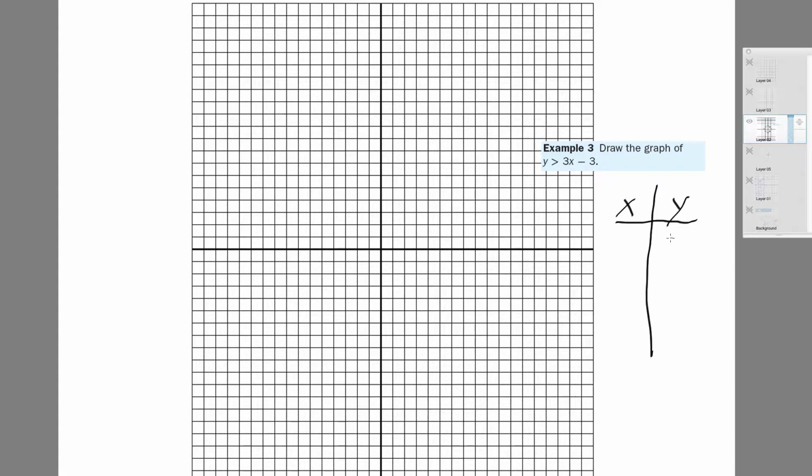Again, keeping it simple. If x is 0, y is -3. And if y is 0, then x is 1. 3 times 1 is 3. 3 minus 3 is 0. So I've got a point there at 1, 0. I get another one at 0, -3. And now I need to go in and figure out how I can draw a dashed line here.